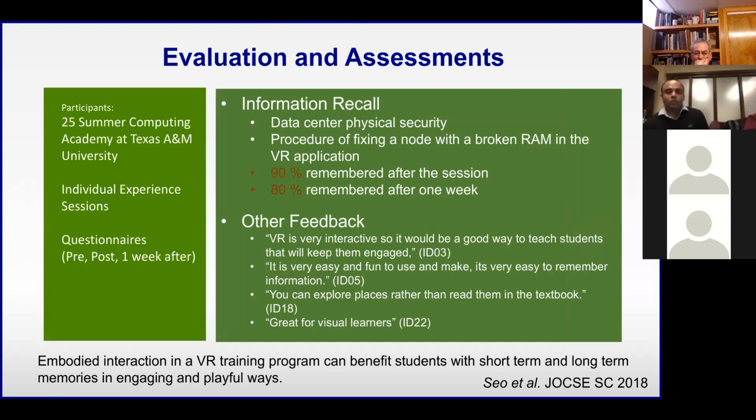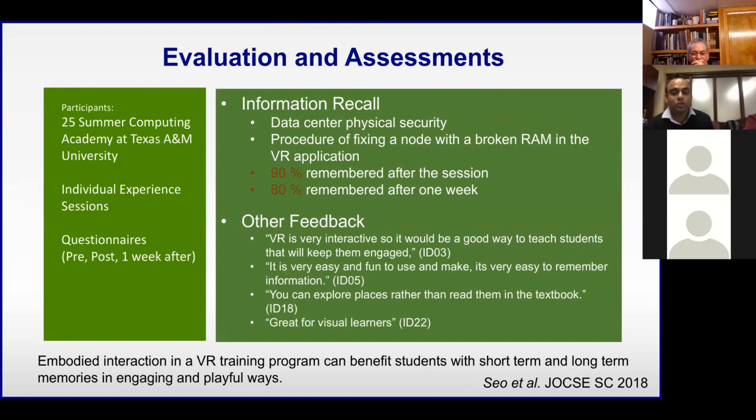So in terms of evaluating this process, we had 25 students who were part of our Summer Computing Academy program run through this exercise. We had pre and post exercise questions, and the post exercise questions were posted a week later. In terms of information recall, students remembered the data center's physical security aspects and the procedure of fixing a node with broken memory in the VR application.